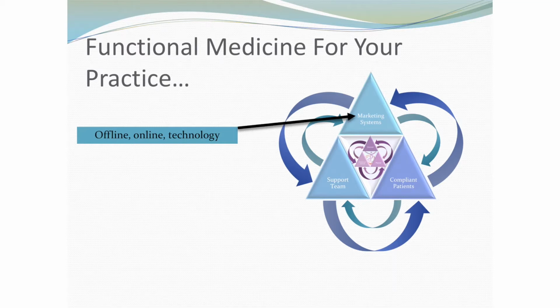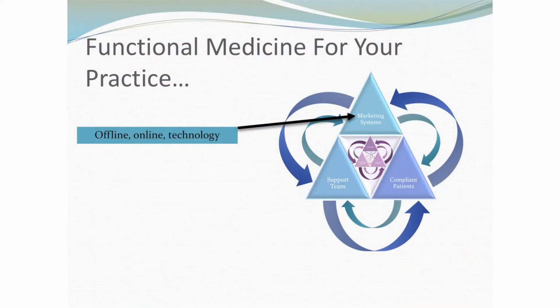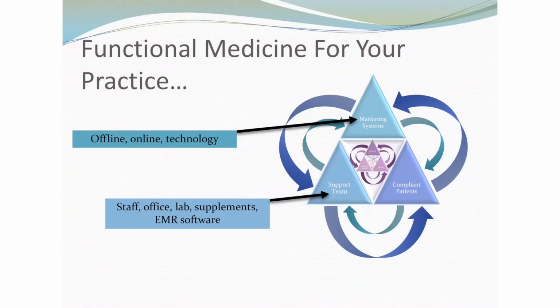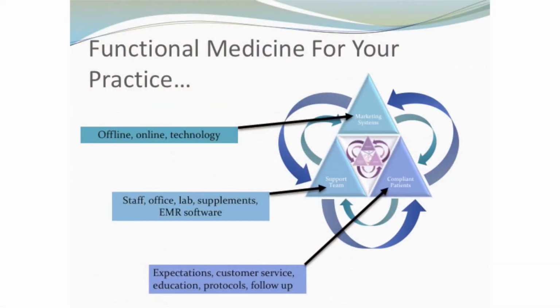So here's our pyramid. Notice the center of this pyramid is that you're in tune and you're in line and that you're practicing functional medicine on yourself. So you are the core of this pyramid. We've got marketing systems. And this has to do with offline and online technology, which we'll be talking about. We've got a support team, your staff, your office, your lab, your supplements, your software. All those things are important. We've got compliant patients.